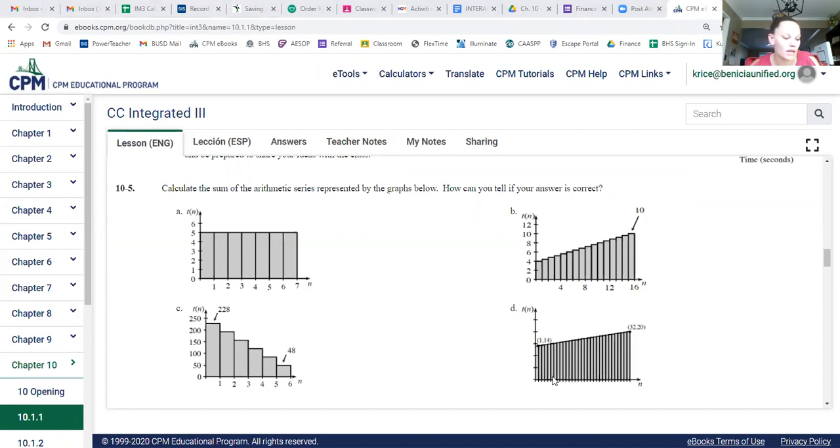So from part D, we know there are 32 stairs. So half of 32 would be 16. And then we would multiply that by 14 plus 20, or 16 times 34.